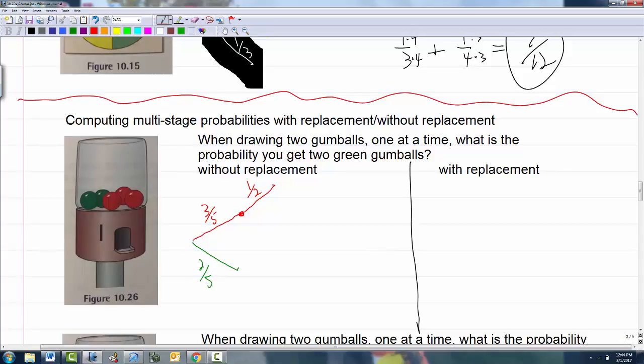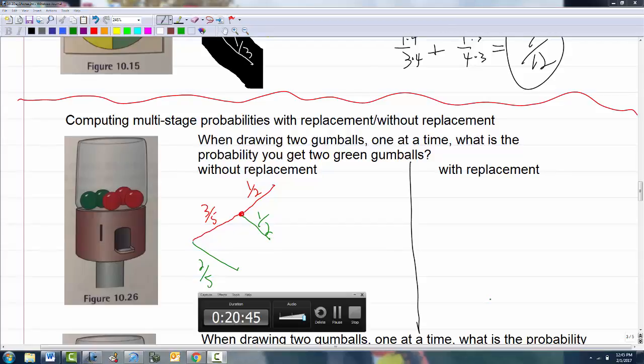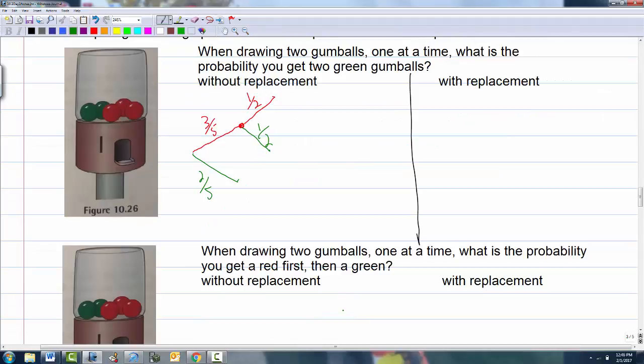So we're assuming this red ball is picked. Then for the second choice, without replacement, I only have 2 reds and 2 greens. So therefore, what is this probability on this branch? 1/4. I still don't have it. 1/2. There is 2 greens and 2 reds if 1 red is picked first.